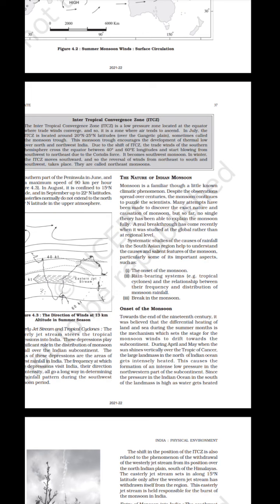A real breakthrough has come recently when it was studied at the global rather than at a regional level. Systematic studies of the causes of rainfall in the South Asian region help to understand the causes and salient features of the monsoon, particularly some of its important aspects such as the onset of the monsoon, rain bearing systems, for example tropical cyclones, and the relationship between their frequency and distribution of monsoon rainfall, break in the monsoon, onset of the monsoon.